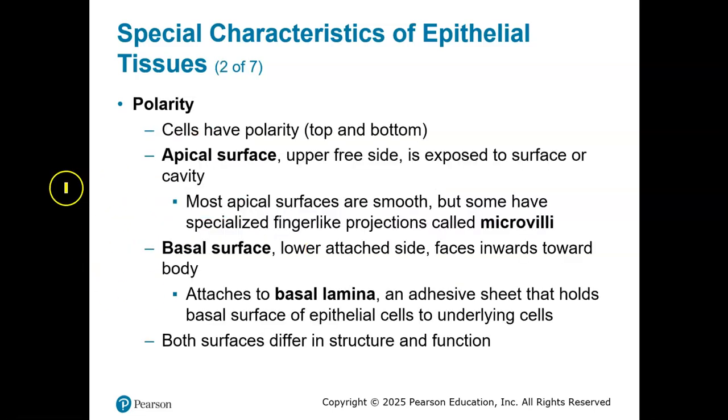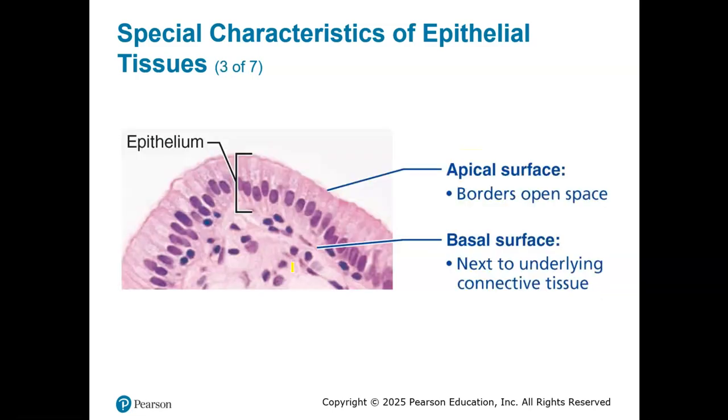So polarity just means that the epithelial cells have an apical surface, which is the side that is exposed to a surface or a cavity. It either opens up into a body cavity, or it's exposed to the air maybe. And then the basal surface is attached to the basal lamina, which is an adhesive sheet that holds the basal surface of epithelial cells to underlying cells. So the basal is the lower attached surface, and the apical surface is unattached.